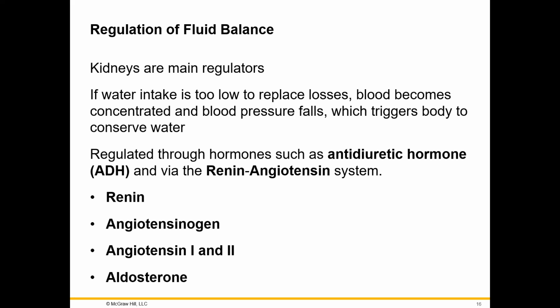Angiotensin 1 is then converted into angiotensin 2, which is a vasoconstrictor that increases blood pressure and stimulates the release of aldosterone from the adrenal glands. Aldosterone then further aids in water retention by signaling the kidneys to reabsorb sodium while excreting potassium, leading to an increase in water reabsorption, volume, and blood pressure.